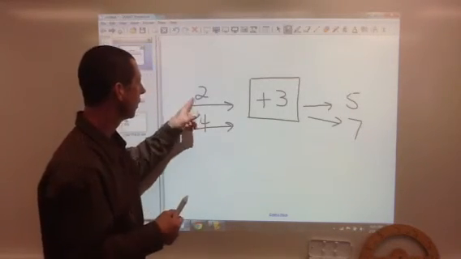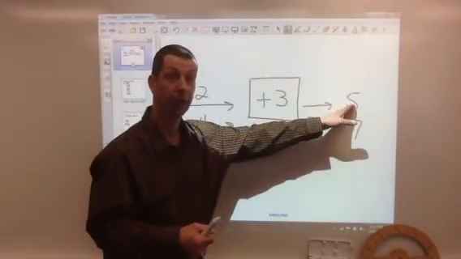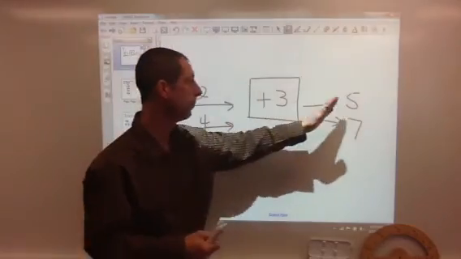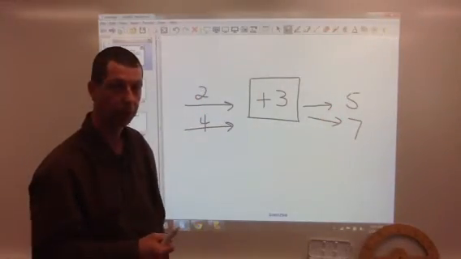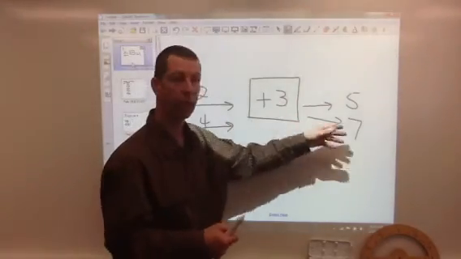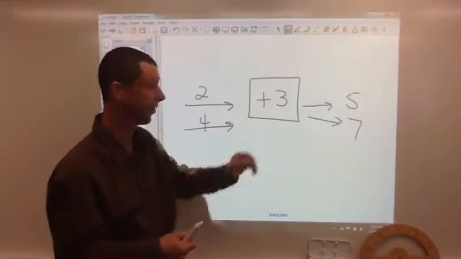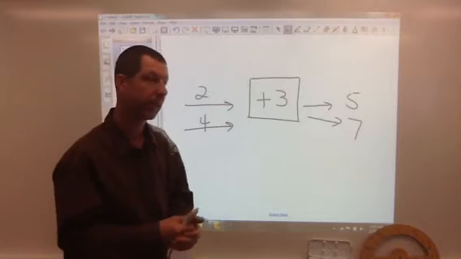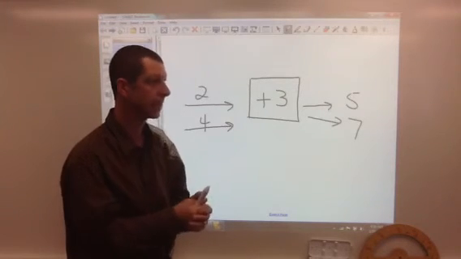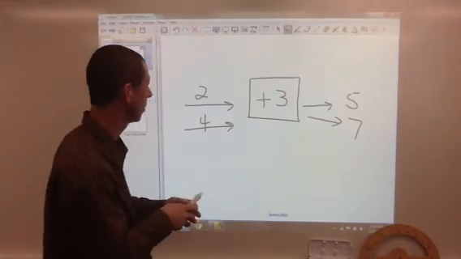Now, if we throw a 2 in, it can only spit out a 5. That's why each of these is going to be paired with a different value. It's not going to throw a 2 in and spit out a 10 also, because it can't. If it's adding 3 to it, that's all it can do. So that's an example of a function.